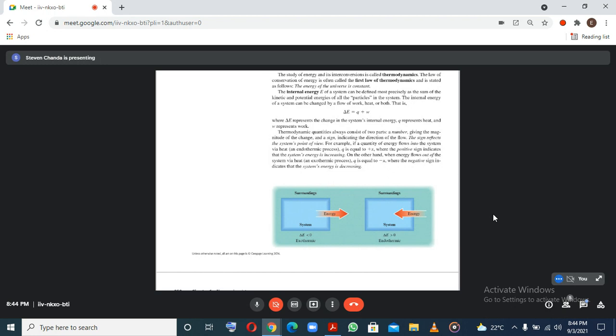What they are basically saying is that for a system, let's talk about that reaction that we had, the combustion of methane.